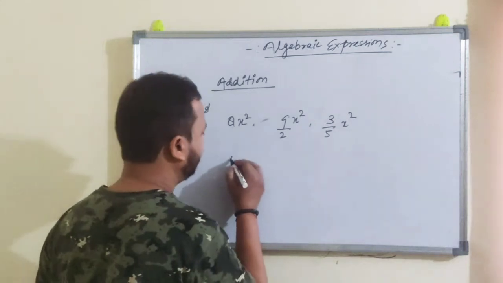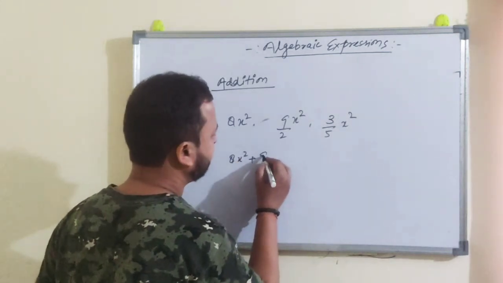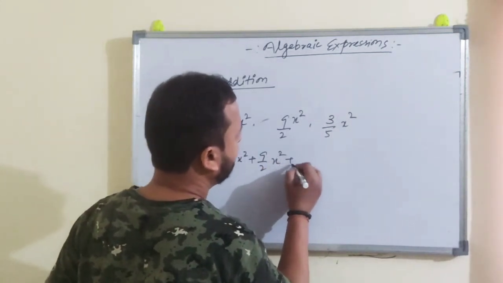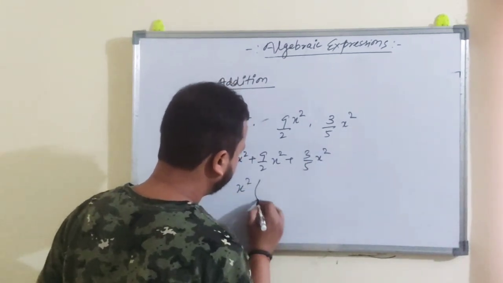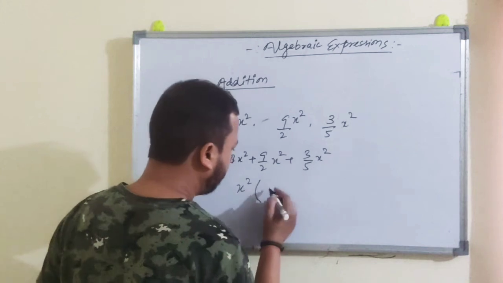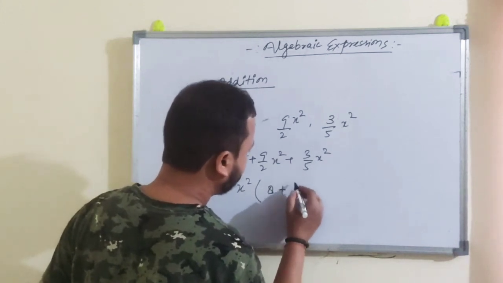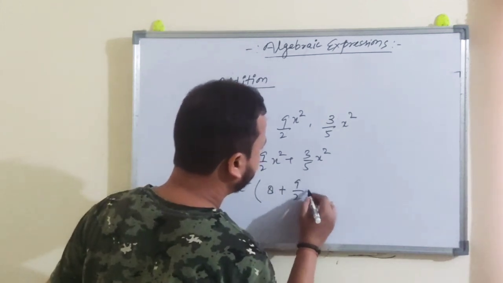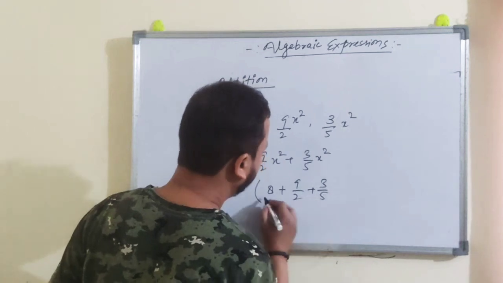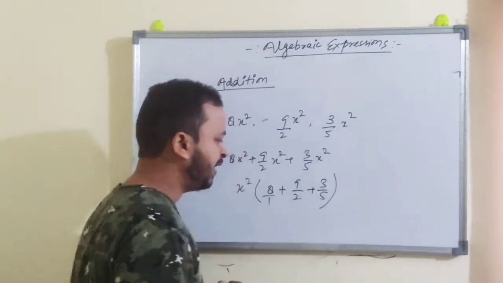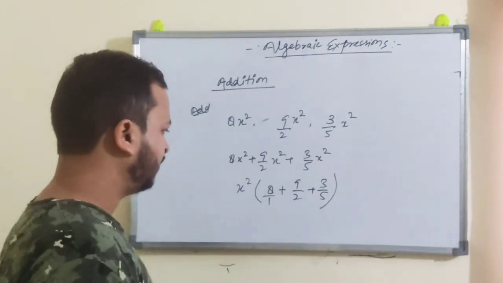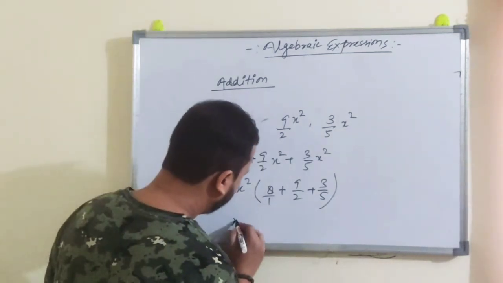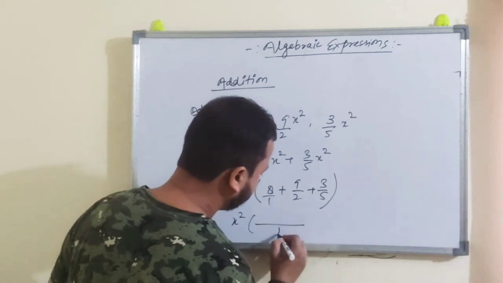So what we have to do is 8x square plus 9 by 2 x square plus 3 by 5 x square. Take x square common because it is common in all, so we will be left with x square times 8 plus 9 by 2 plus 3 by 5. Here you have to take the LCM, right? Of 1, 2 and 5, the LCM is 10.